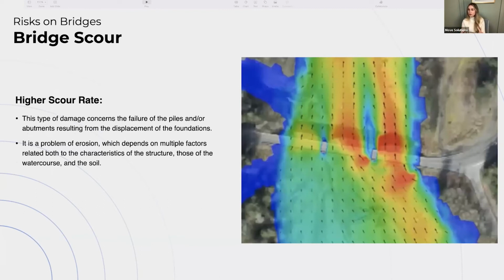And also a huge problem is that a lot of these old structures, you don't even know how deep those piers or abutments are, because you may not have plans on these old structures. And so you have to monitor it very, very closely, which takes a lot of time, a lot of manpower, a lot of physical inspections.